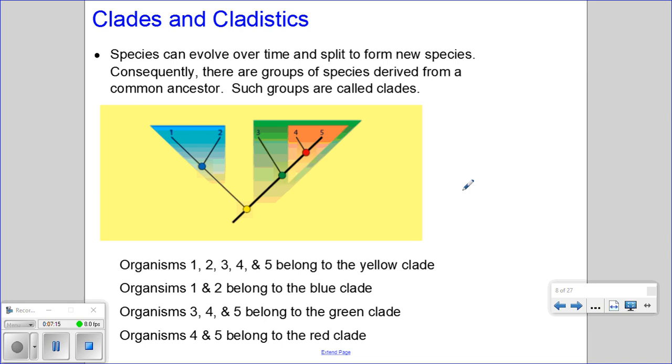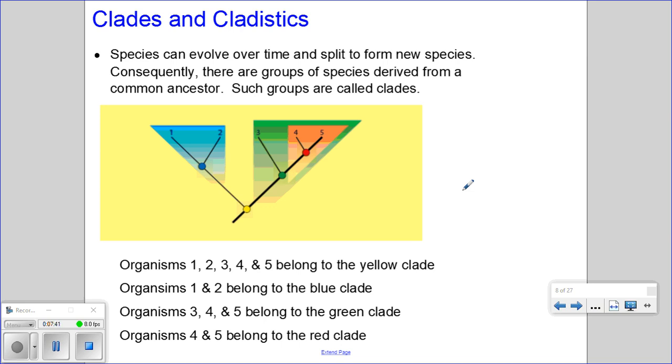Now, in cladograms, they can be organized into clades as well. So keep in mind that species can evolve over time and split to form new species. Consequently, there are groups of species derived from a common ancestor. These groups are referred to as clades. So species that share common ancestors can be grouped together in clades.